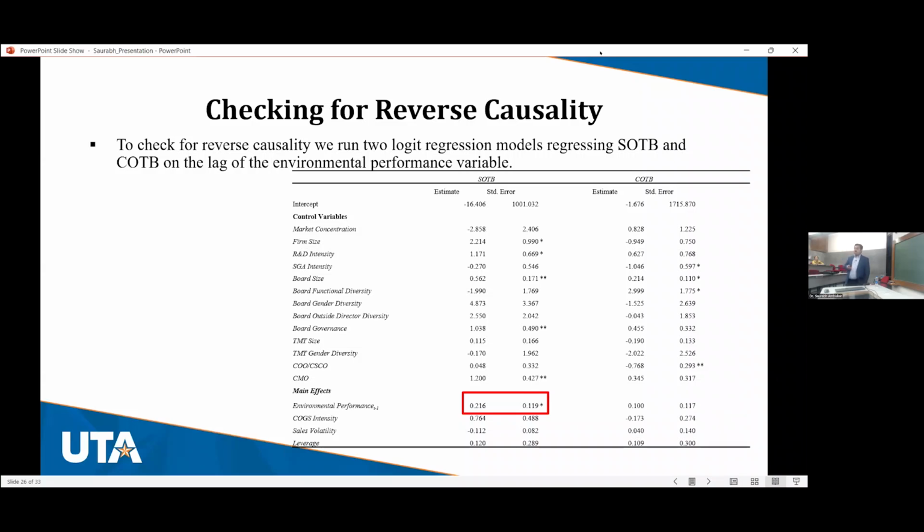Then the question is whether having a good environmental performance is motivating companies to get their suppliers and customers on the board. So maybe the motivation to have them is my poor environmental performance or my good environmental performance. So we check for that. And interestingly, we see nothing for COTB, but we see a weak effect for SOTB. So companies that are facing, maybe as their environmental performance is getting better, they want to engage a supplier on the board.